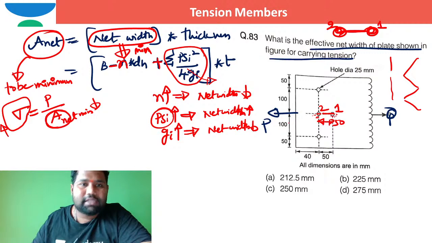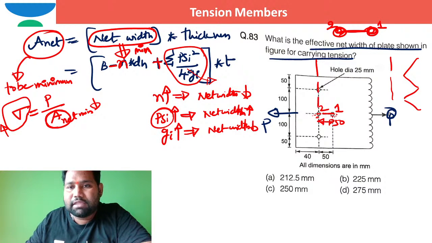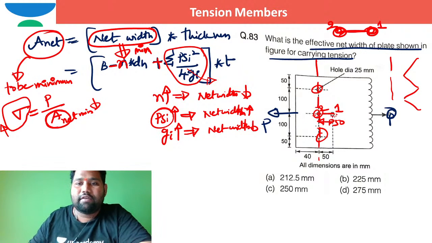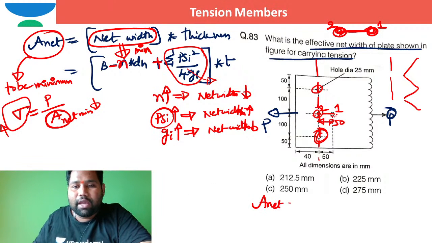First of all, you should understand this. In such a case the only possible way is to take this vertical way. If I take only this vertical way, there are three holes, as there are three bolts. So coming to the net width, how can I take it? 100 plus 100 plus 50 plus 50, that is 300, minus the number of holes along this critical section.